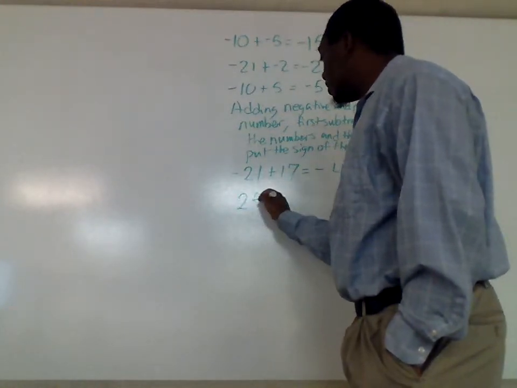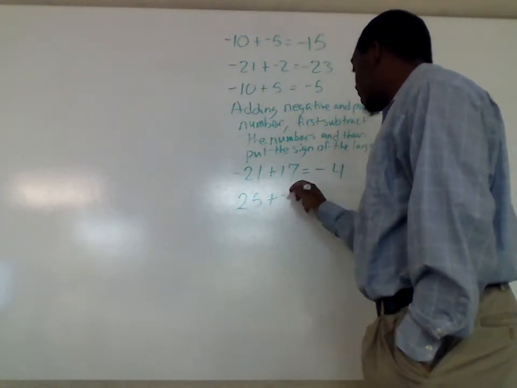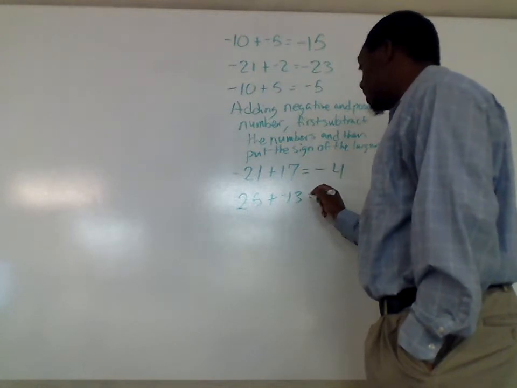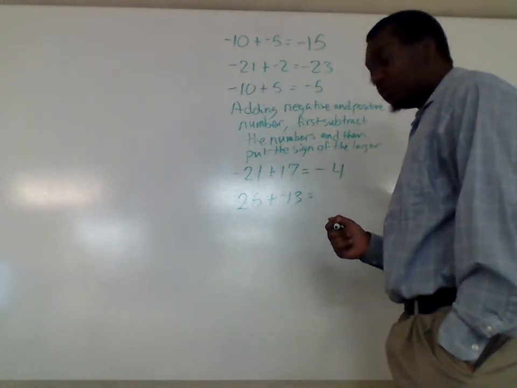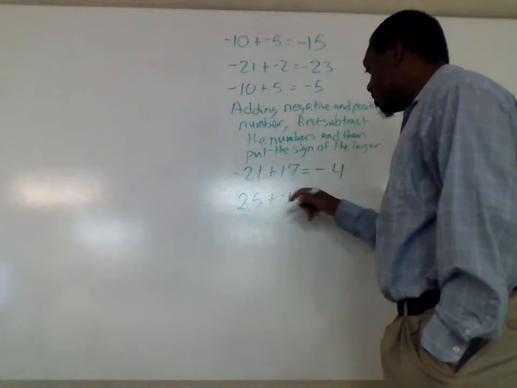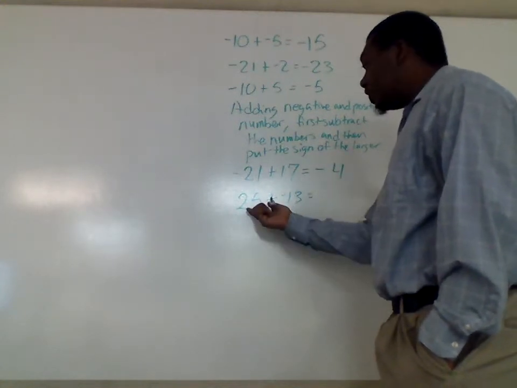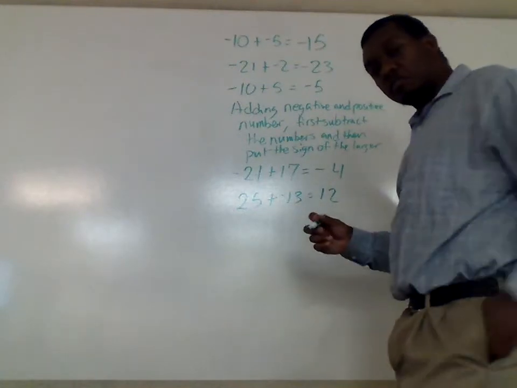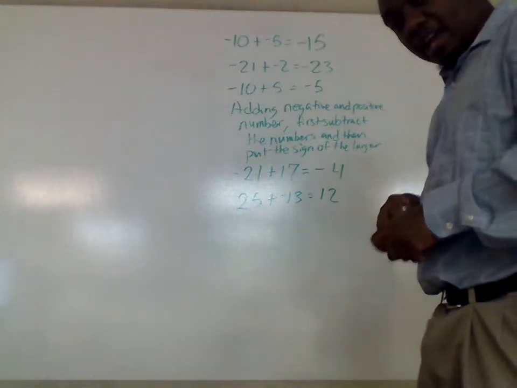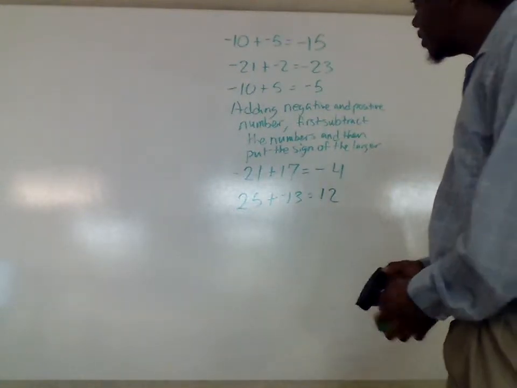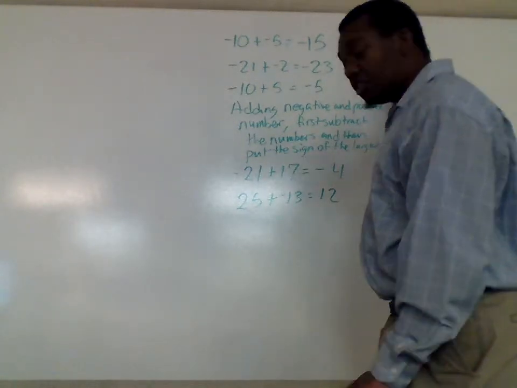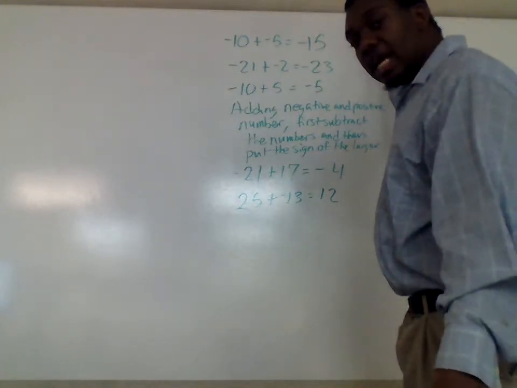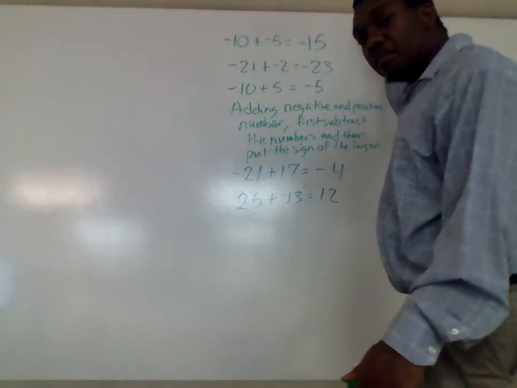Going in the other direction. So let's say I had 25 plus a negative 13. Well, 25 is the larger number, so our answer is going to be positive. And 25 minus 13 is just going to be 12. And so that's how you would add integers. Integers just means positive and negative numbers plus 0.